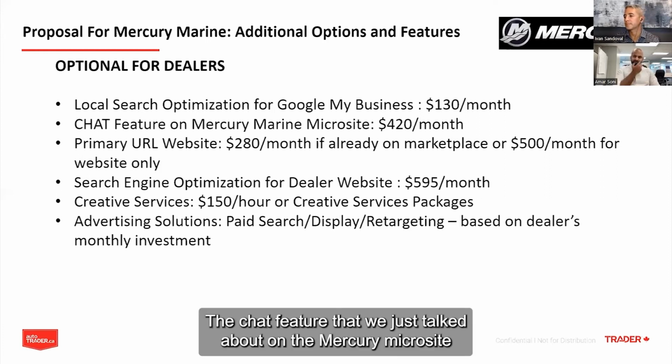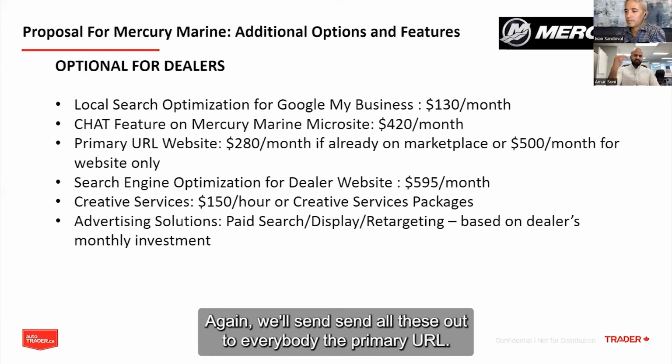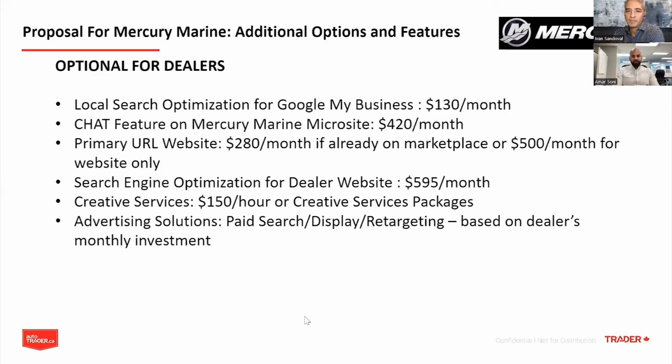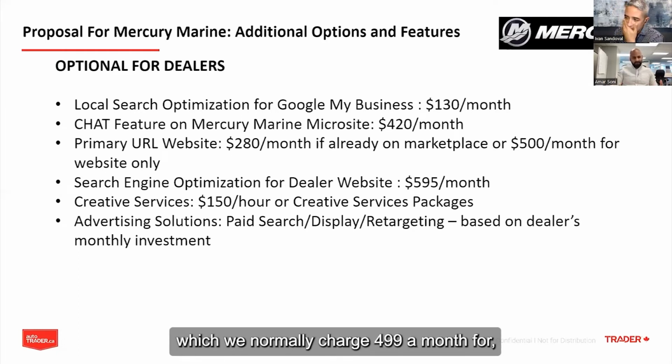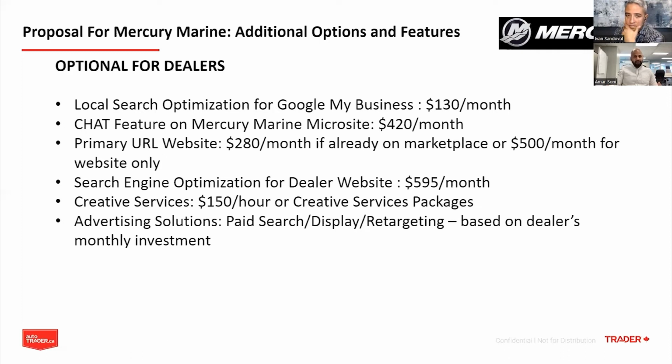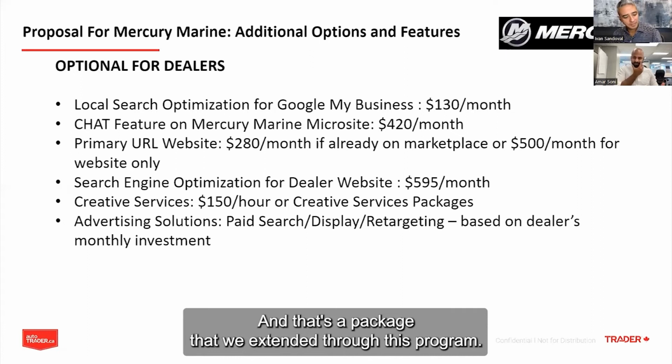Yeah. The chat feature that we just talked about on the Mercury microsite that we just showed you is worth about $420 a month. Again, we'll send all these out to everybody. The primary URL, which we normally charge $499 a month for, could be $280 a month if you're on Marketplace or autotrader.ca listings, and that's a package that we extended through this program.